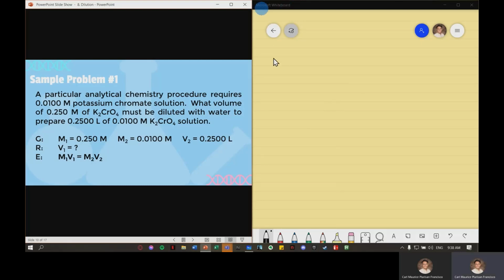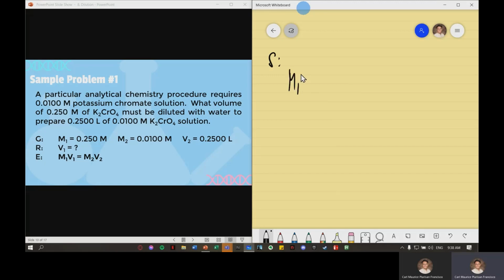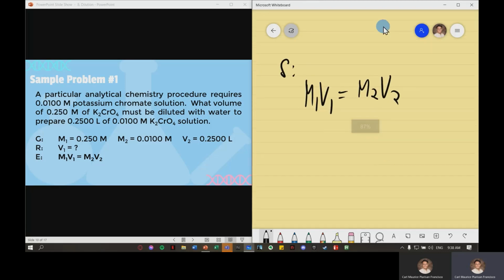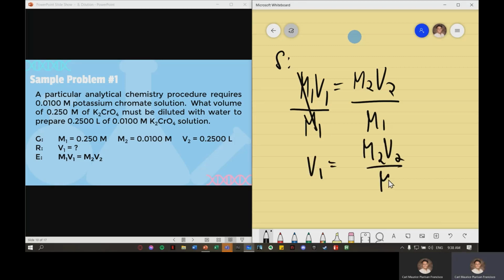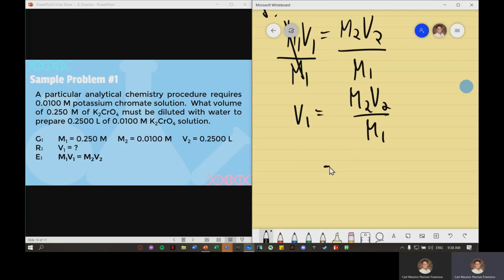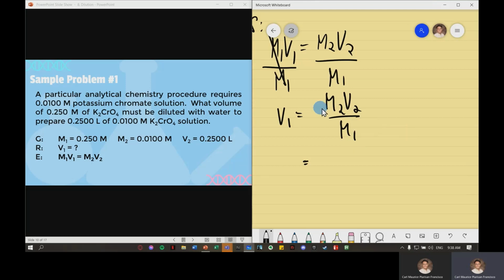Okay, so with that said, let me write the solution here. We have M1V1 is equal to M2V2. Now, since the requirement is initial volume, I need to derive an equation for initial volume. That is simple: divide both sides by M sub 1 so that we can isolate V sub 1. It's a simple cancellation. Now at this point, I can simply substitute all given quantities because my concentrations have the same unit, which is molar. M means molar. And L is liters, that is volume, so appropriate.